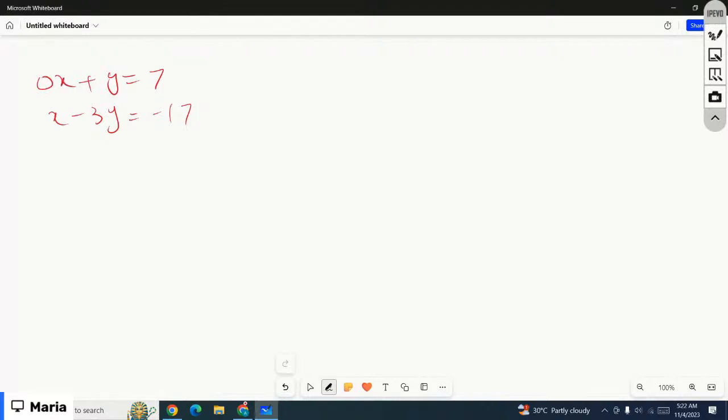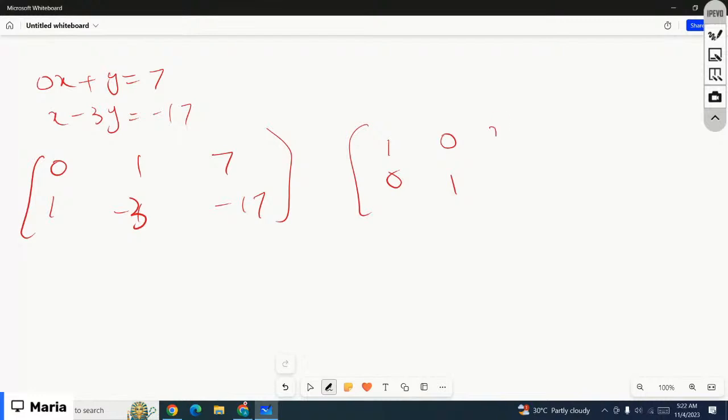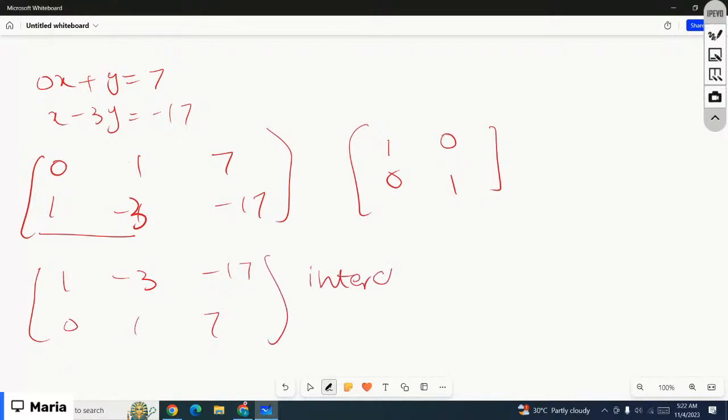You have 0x, right? Just write down that it would be 0, 1, 1, negative 3. Here you have 7, here you have negative 17, right? So you need to make them like this 1, 0, 0, 1, right? Just these two rows. Now you have to apply different operations. Here you have 0, 1. Just swap these two rows, right? Or interchange these two rows: 1, negative 3, negative 17, 0, 1, and 7. But we did interchange R1 and R2.